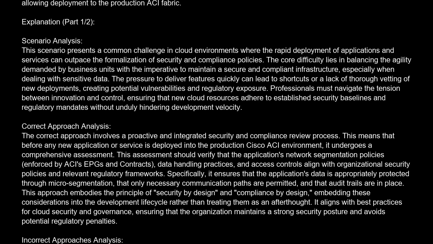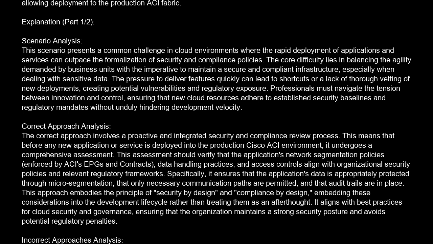This approach embodies the principle of security by design and compliance by design, embedding these considerations into the development lifecycle rather than treating them as an afterthought. It aligns with best practices for cloud security and governance, ensuring that the organization maintains a strong security posture and avoids potential regulatory penalties. Incorrect approach analysis.